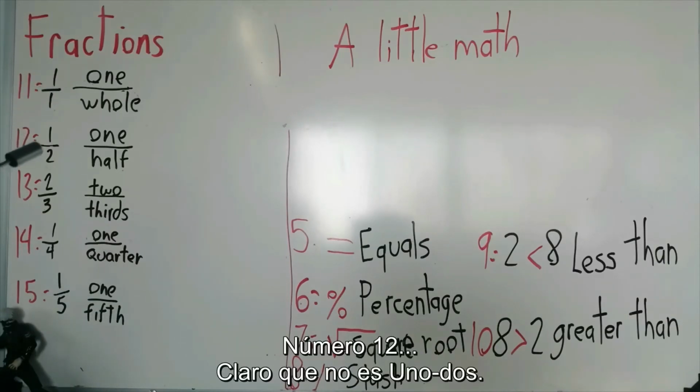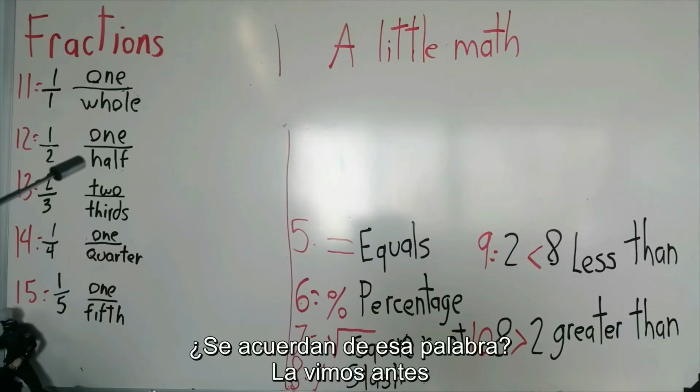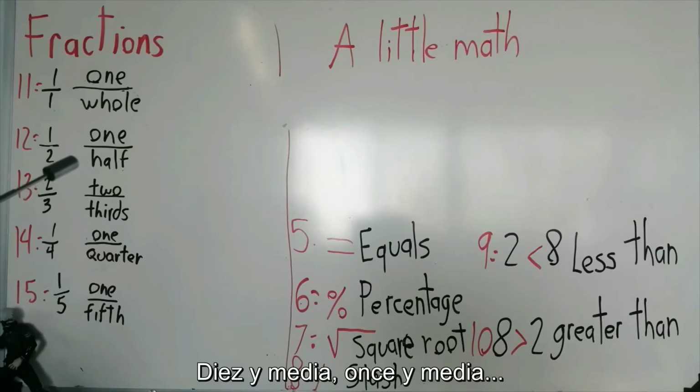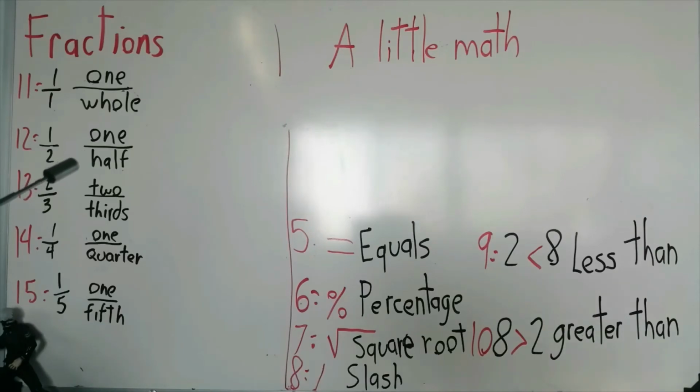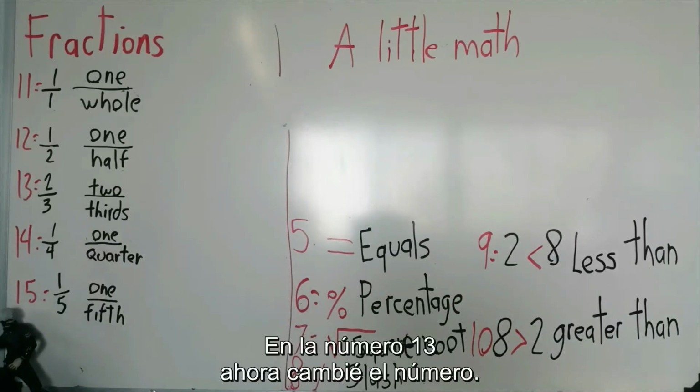Number 12, of course this is not 1, 2. It means un medio. Remember this word? We have seen it before during our time class. 10:30, 11:30. It means media or mitad. In this case, it's un medio. Okay, 1/2. Try not to say the letter L. Half. Alright? Great.